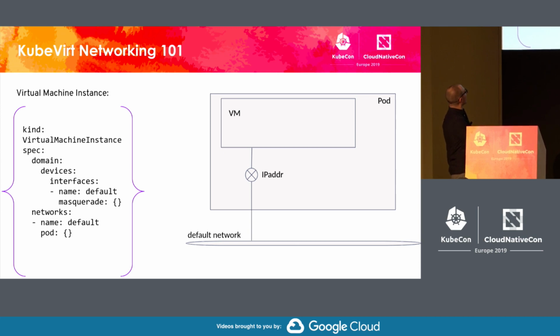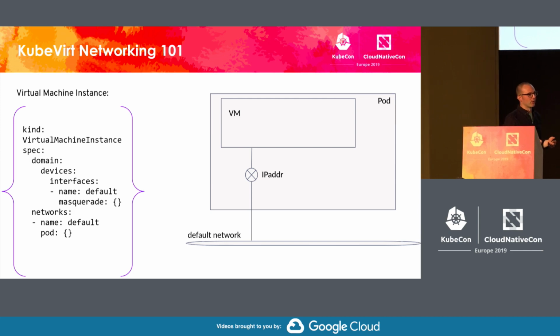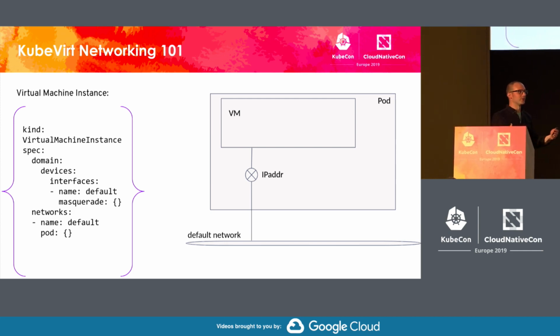So we assign an IP address to it, right? And it connects to our default network. And when I say default network, I mean our network that we get our pod-to-pod connectivity from. So this is something that we're always going to want to have.